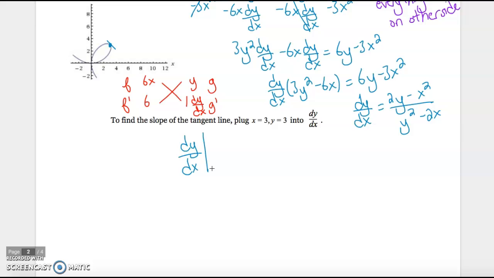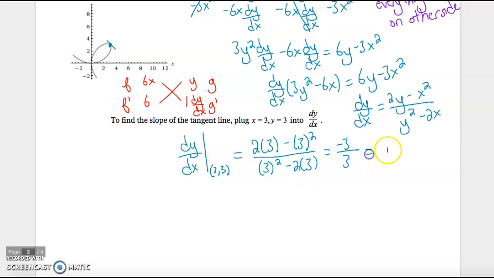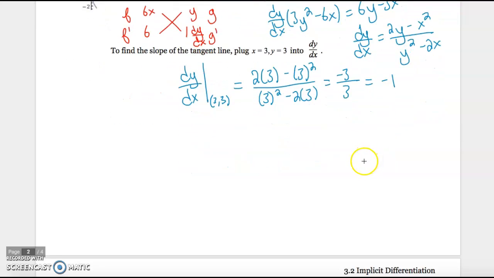So dy dx calculated at 3, 3 would equal 2 times 3 minus 3 squared all over 3 squared minus 2 times 3. So I would get 6 minus 9 on top, so I'd get negative 3. I get 9 minus 6 on the bottom, so positive 3. So my slope of my tangent line here is negative 1, and that kind of makes sense. It kind of looks like it goes through 6 and 6 here. So there you go. That's another implicit differentiation problem.